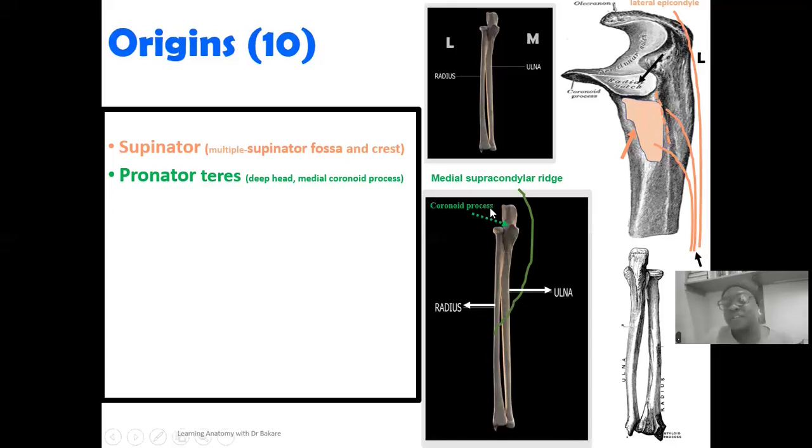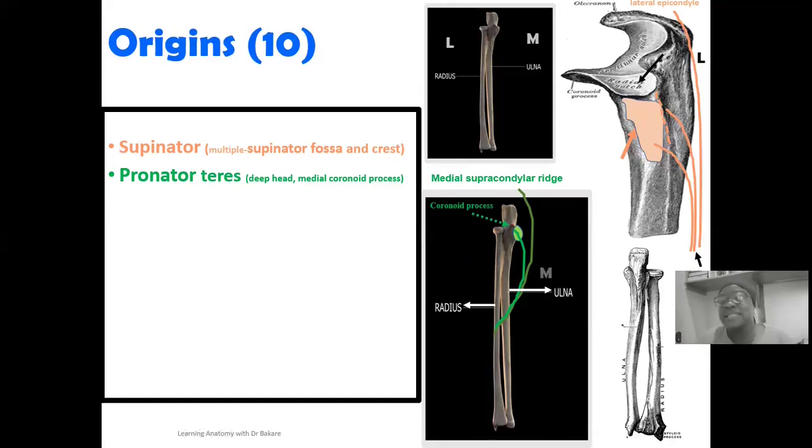So this is where we have the coronoid process, and on its medial region here is where we have the emergence of the deep head of the pronator teres, and it is seen to unite with the superficial head that is coming from the medial supracondylar ridge. Finally, they merge and are seen to be inserted on the lateral region of the radius. And this is what is projected here in this image.